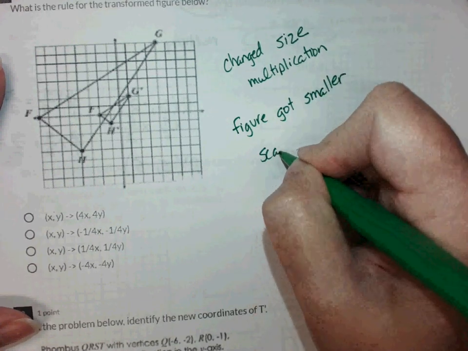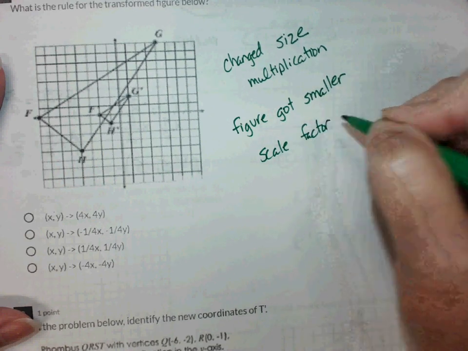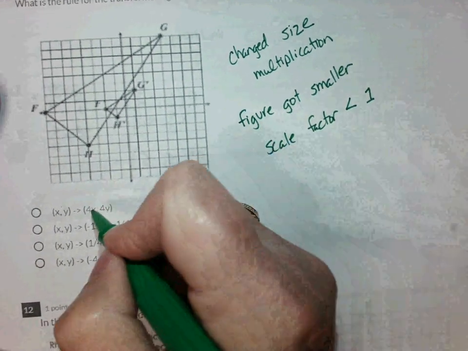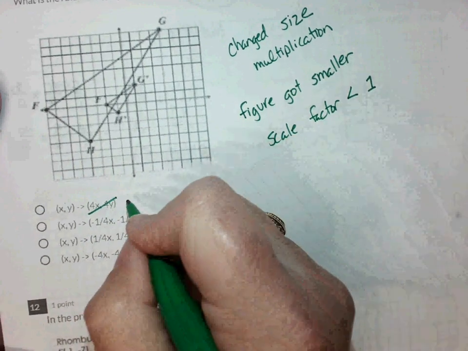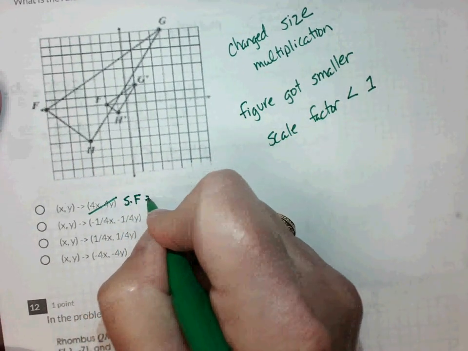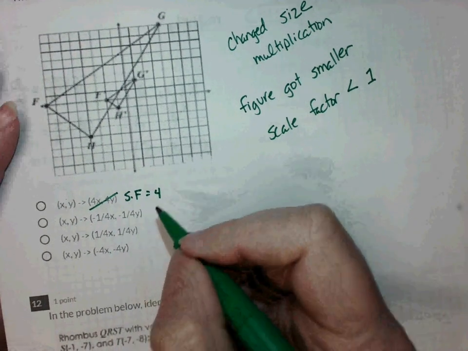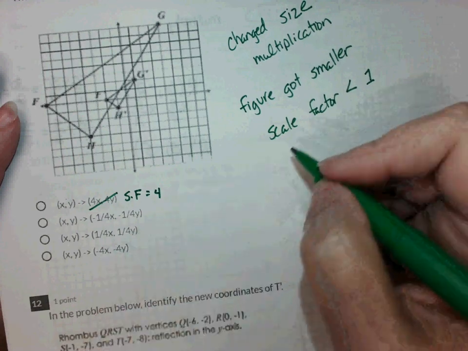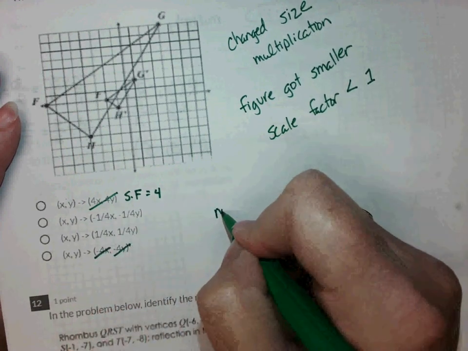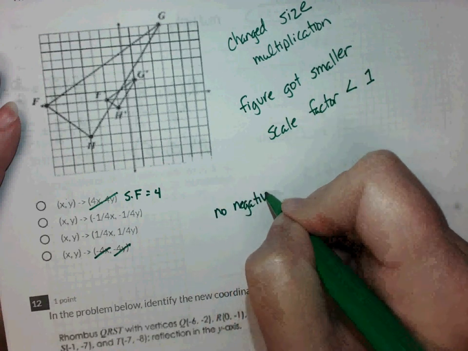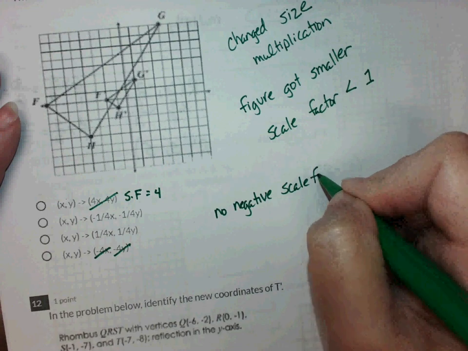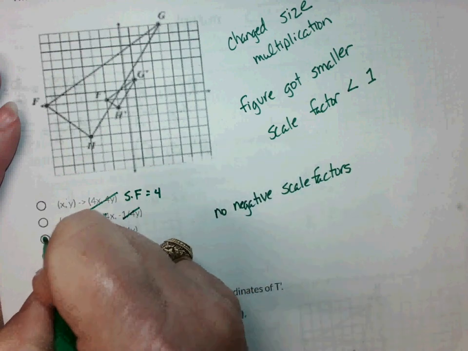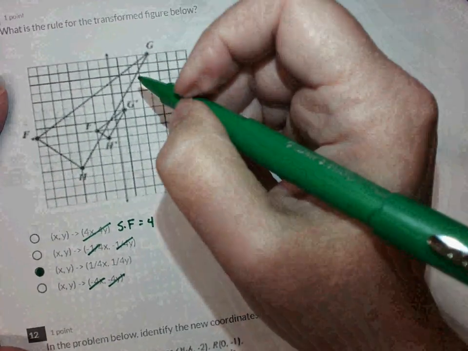So that means that my scale factor is less than 1. So this has a scale factor of 4. It's not less than 1. This, and we don't have negative scale factors. No negative scale factors. So this is negative. It has to be this one, but I'm just going to double check. I'm going to choose G.